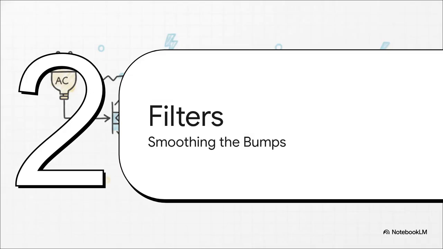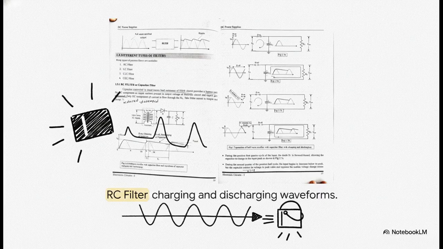Section 2. Filters. Smoothing the bumps. Yeah, even a ripple factor of 0.48 is way too high. Delicate equipment usually needs a ripple factor below 0.001. So to get there, we can't just change the diodes. We need to fundamentally change the shape of the wave itself. We need an electrical shock absorber.